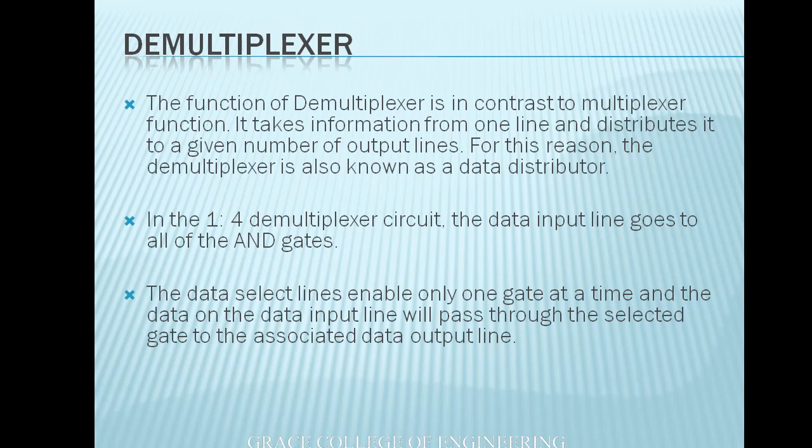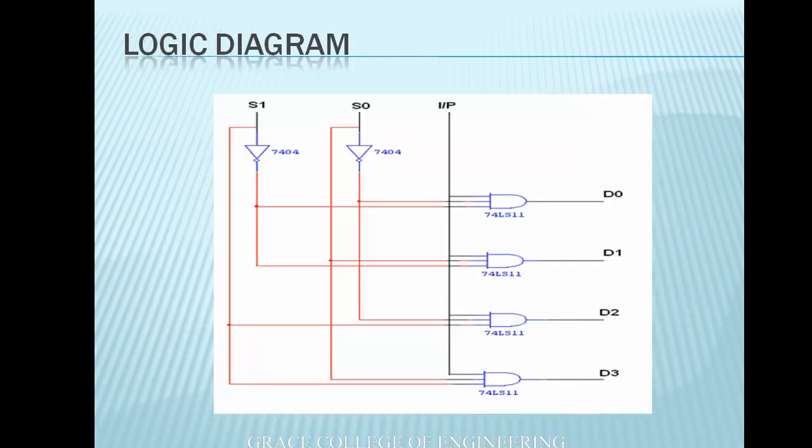In the 1:4 demultiplexer circuit, the data input line goes to all of the AND gates. The data select lines enable only one gate at a time, and the data on the data input line will pass through the selected gate to the associated data output line.